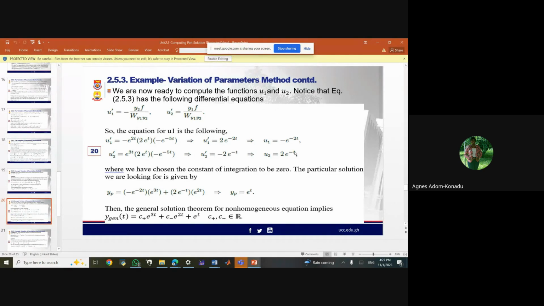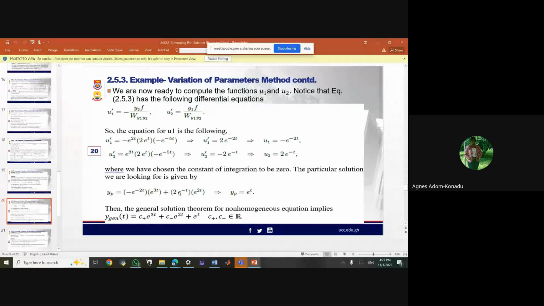That is it. So the solution I know is u1 y1 plus u2 y2. So my u1 y1 is minus e to the power 2t, minus 2t e to the power 2t, plus then I have my u2.